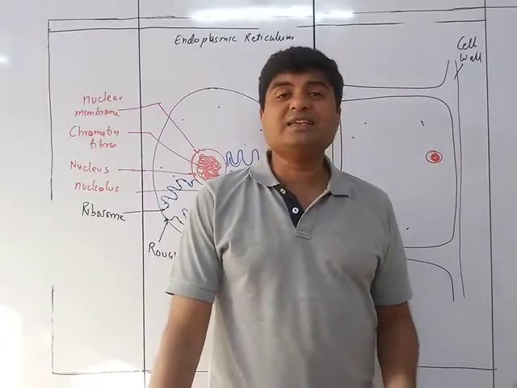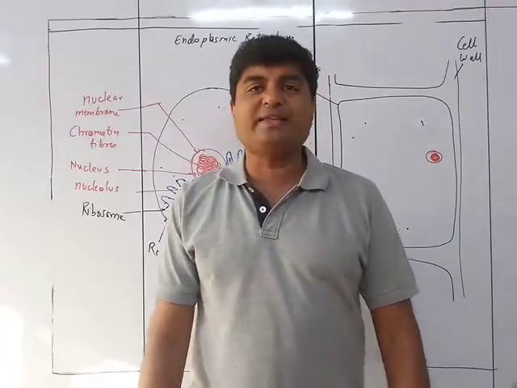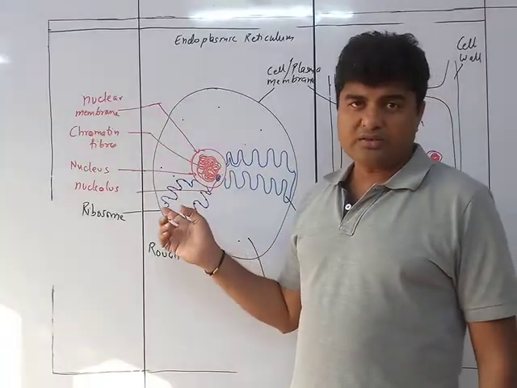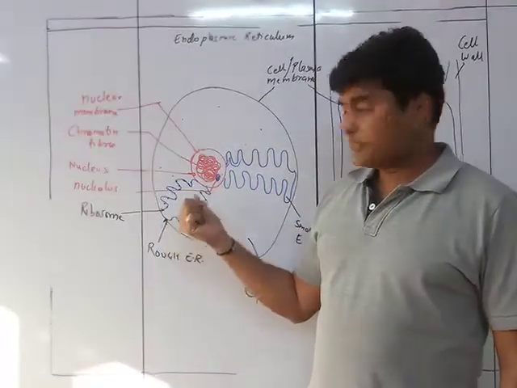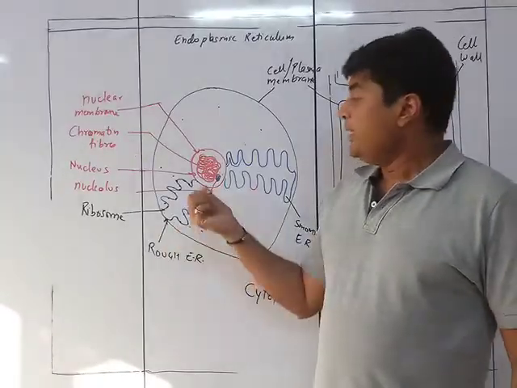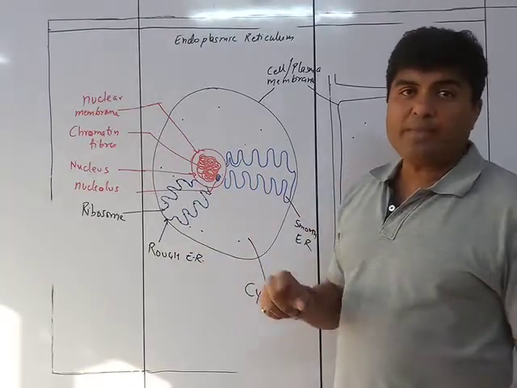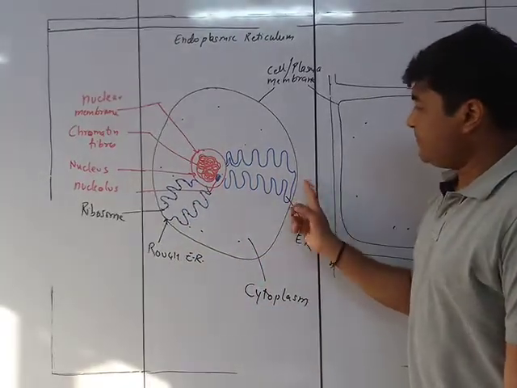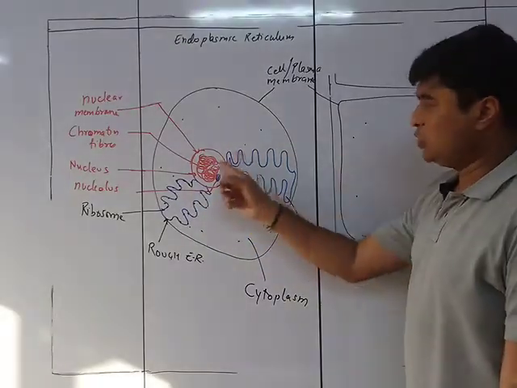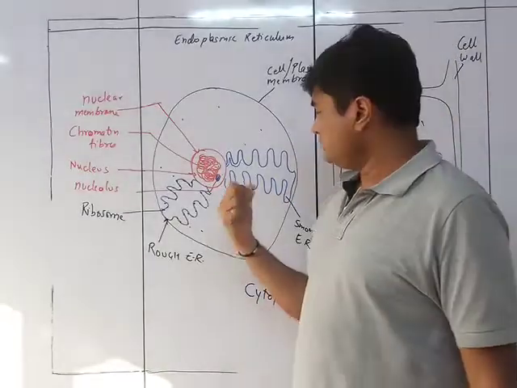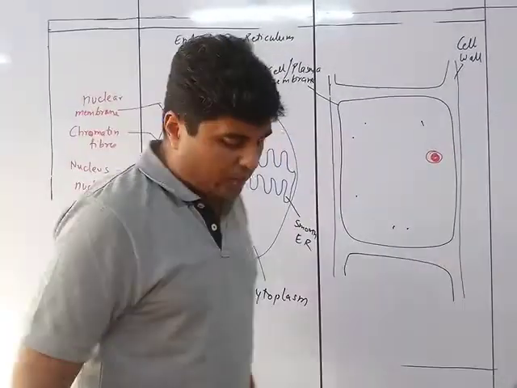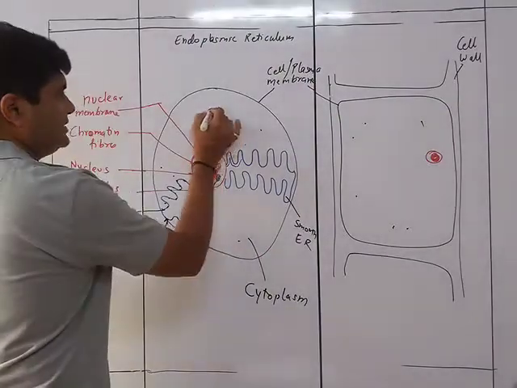Second, synthesis and transport of proteins and fat. It produces fats and proteins because the ribosome is already here. So it makes proteins, plus it also synthesizes fats. And transport. Why? Because it is a connection between the cell membrane and the nuclear membrane. So who will do the transportation between the two? Endoplasmic reticulum.